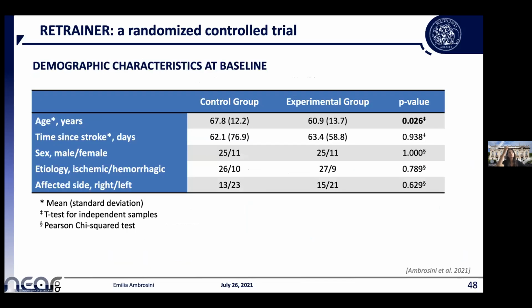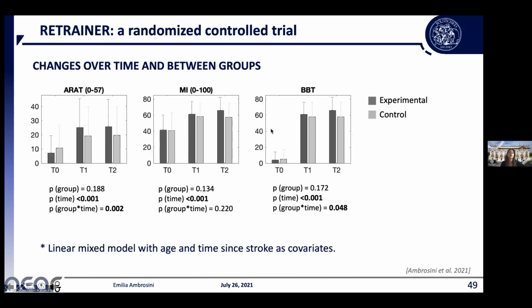This is the picture summarizing the characteristics of the patients at baseline. They were similar, particularly they were about 2 months after stroke on average, and the mean age was between 60 and 68 years. As you could see here, the control group was a little bit older than the experimental group, and this was statistically significant. So the groups were similar, but for the age. Indeed, we included age as a covariate in our statistical analysis that is summarized in this bar plot here.